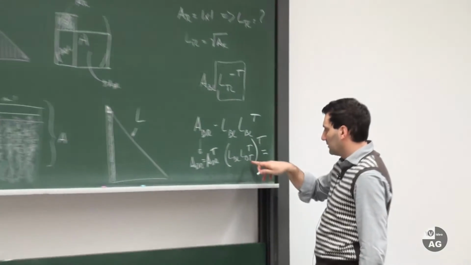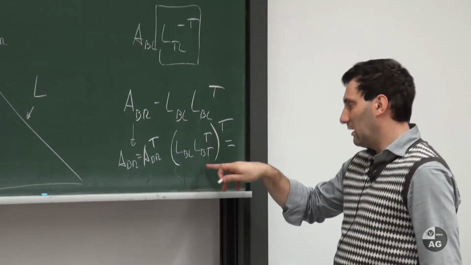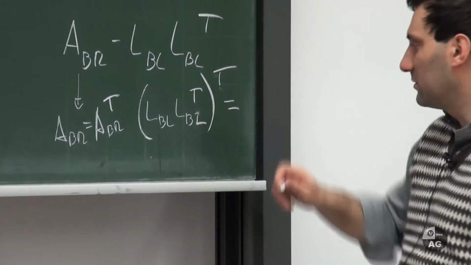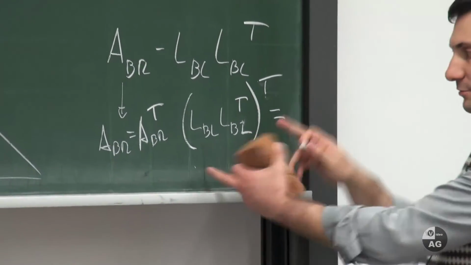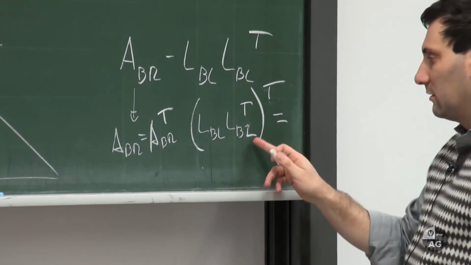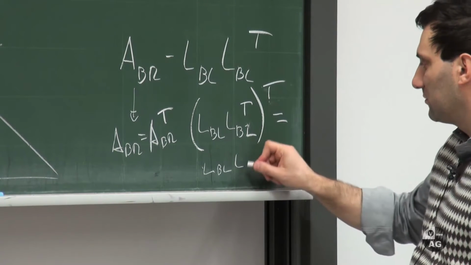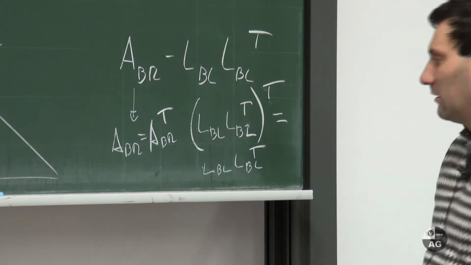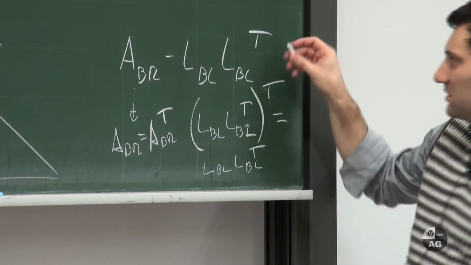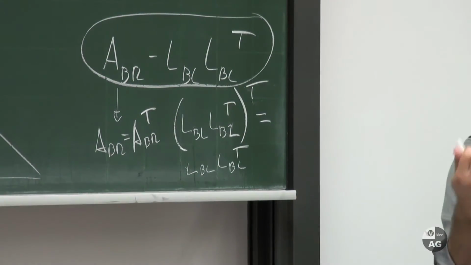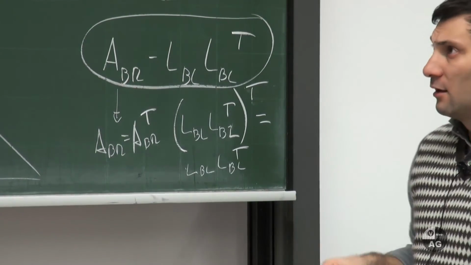So that becomes L bottom left transpose, because you always switch the order. So it becomes L bottom left, and then L bottom left transpose. Okay, so this matrix indeed is symmetric. It's the difference of two symmetric matrices.